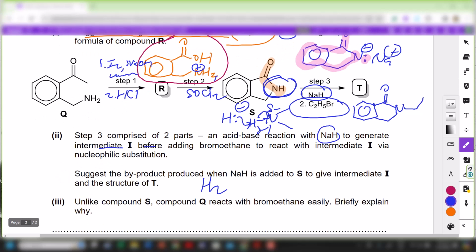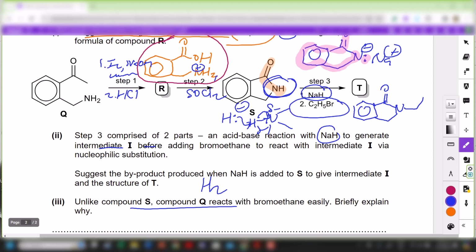Then for part 3: unlike compound S, compound Q reacts with bromoethane easily. Explain why this is the case. If you look at the way it's phrased, they are trying to say that S does not simply react with bromoethane, which means if you put S together with bromoethane, you are not going to expect a reaction at all, or probably you need to leave it for a very long time. However, Q can react with it easily.